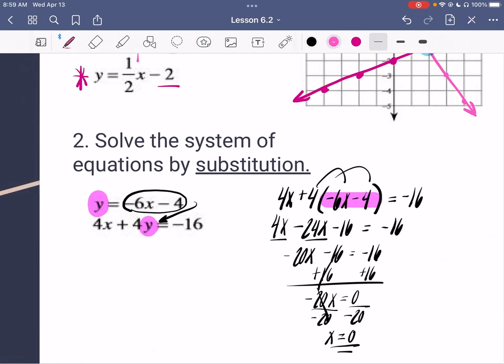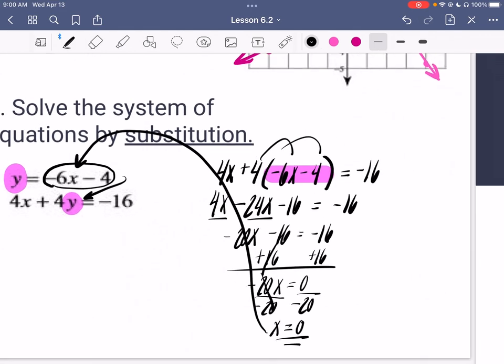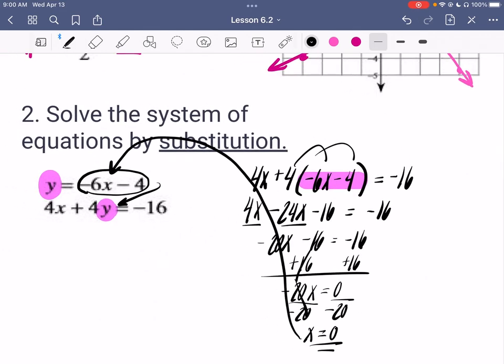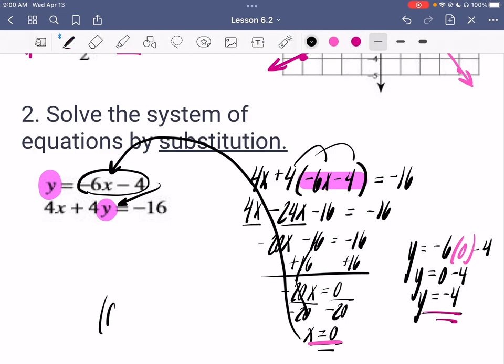And then we plug that back in to one of the original equations. I just use whichever one looks easiest. So I'm going to use the top one because that is already solved for y, or y is already isolated. So y equals -6 times, plug in this value here for x, which is 0, all of that minus 4. So -6 times 0 is just 0, and 0 minus 4 is -4. So y equals -4. Okay, and then we can write our coordinate point, x comma y, so (0, -4) is our solution.